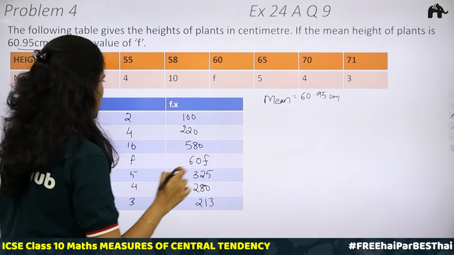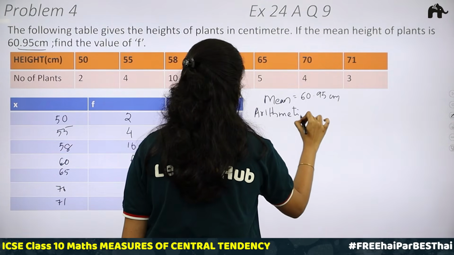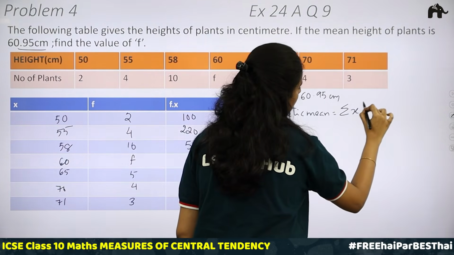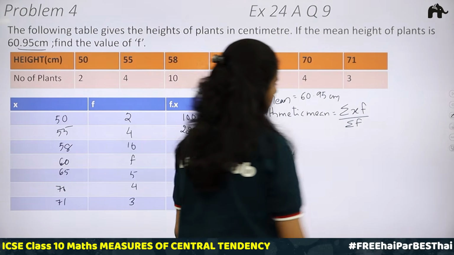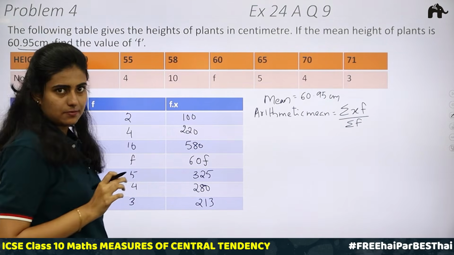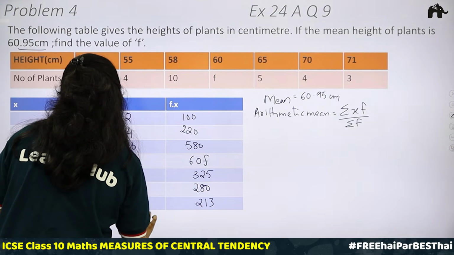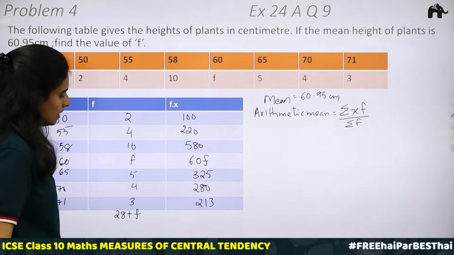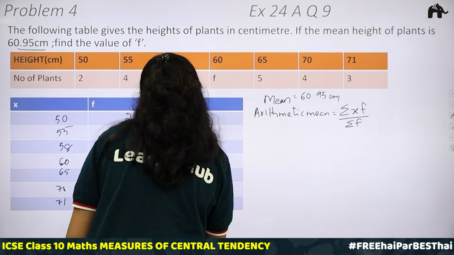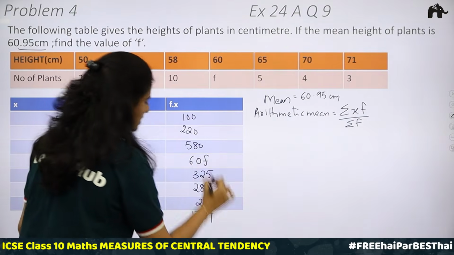Now what is the arithmetic mean? Arithmetic mean is equal to the sum of fx divided by the sum of f. Okay, sum of all these values divided by the sum of the frequencies. Now when you add this, how much do you get? We'll be getting 28 plus f. Next, on adding this, how much do we get? We'll be getting 1718 plus 60f.